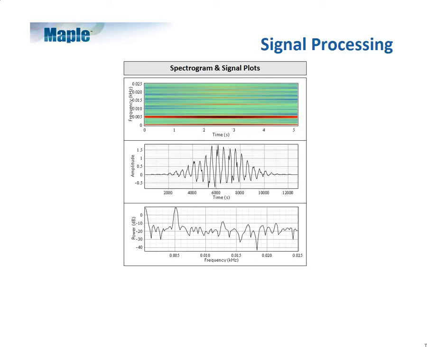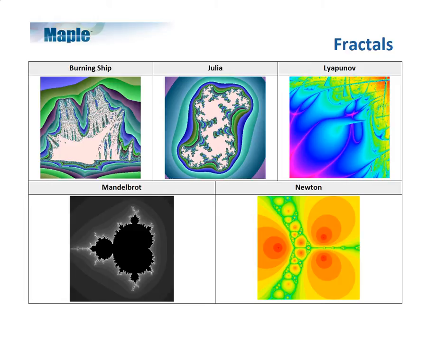Let's look at some more. So within signal processing, we've introduced new commands for generating spectrograms, as well as signal plots, which are the bottom two. We showed an example before, but the new fractals package makes it very easy to create and explore popular fractals, such as the Mandelbrot, Julia, Newton, and other time iterative fractals.